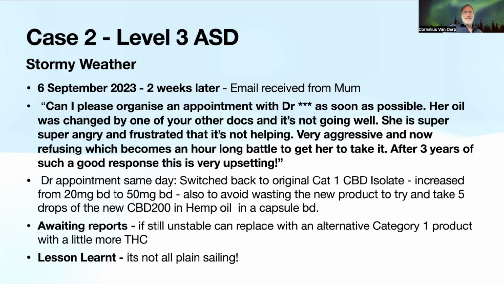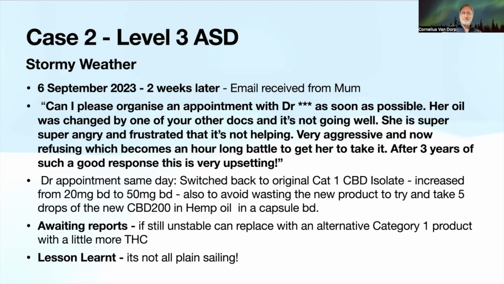Two weeks later, an email from the mum: "Can I please organise an appointment with Dr. Tay as soon as possible? Her oil was changed by one of your other docs," yours truly, "and it's not going well. She's super angry, frustrated that it's not helping, very aggressive, and now refusing, which becomes an hour-long battle to get her to take it. After 3 years of such a good response, this is very upsetting."